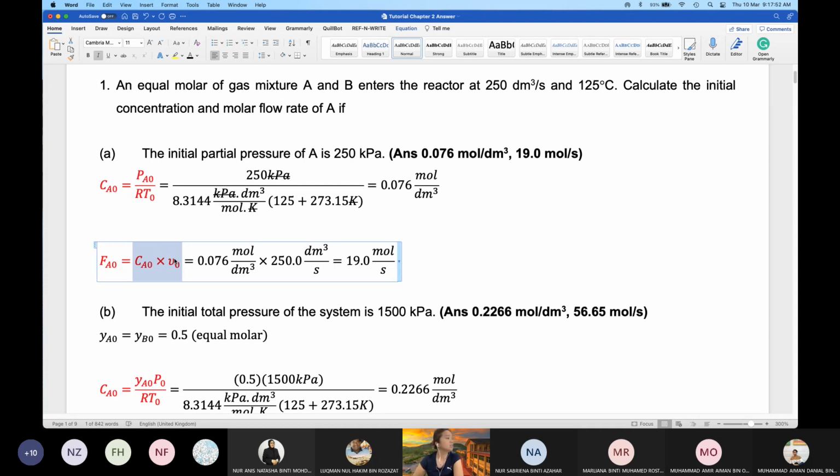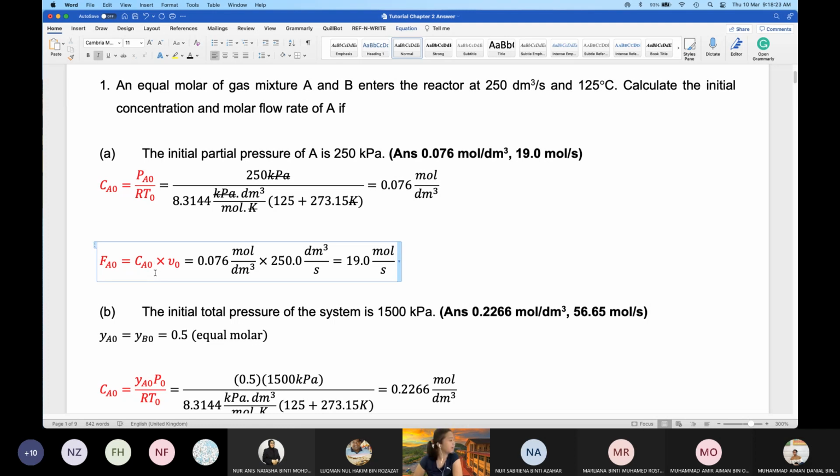Like I told you, just do unit cancellation. If you are not sure, you try first to multiply. If you see the unit cancellation, you can cancel the unit. You get the correct dimension that you want. Most likely, you are correct. So, for example, in this case, I put it as FA naught equals CA naught multiplied with V naught. Okay, means initial molar flow rate of A equals initial concentration of A multiplied with initial volumetric flow rate.